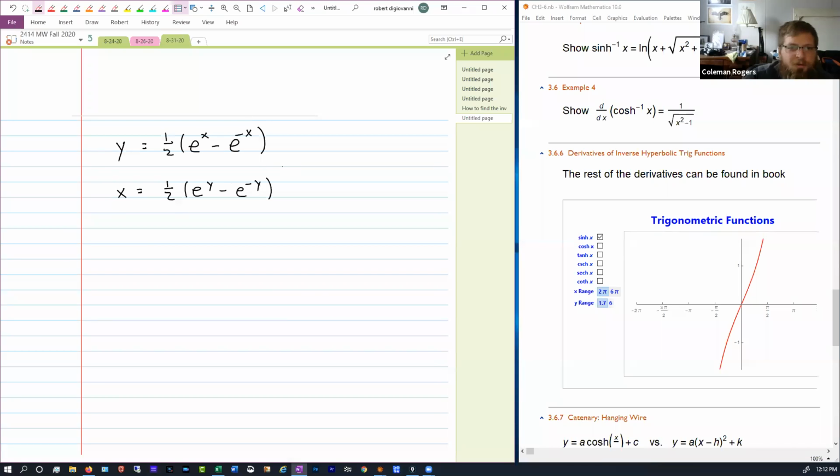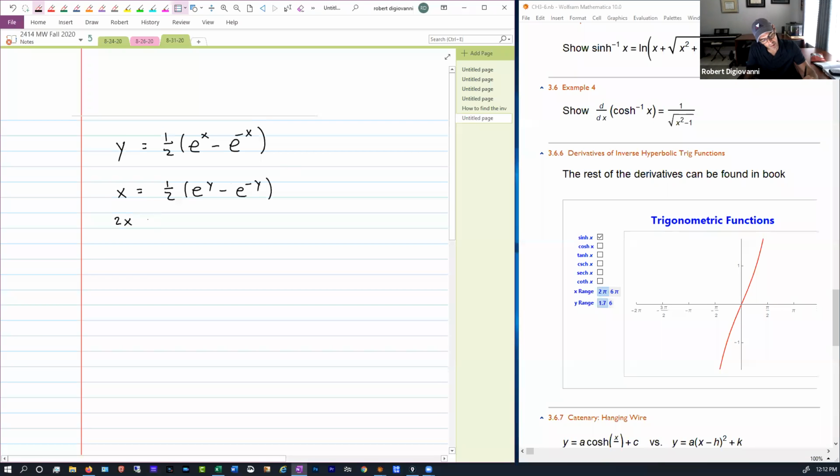Can you start by multiplying times 2, both sides? Let's multiply both sides by 2, okay. All right, that's good because that frees up the parentheses. We don't really need the parentheses anymore. All right, here's the hard part.